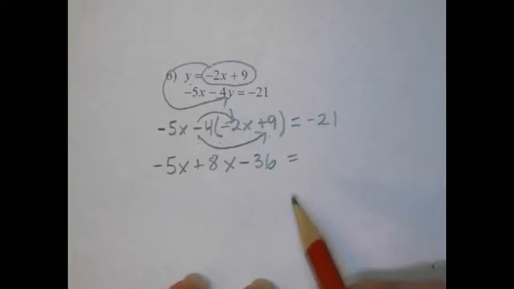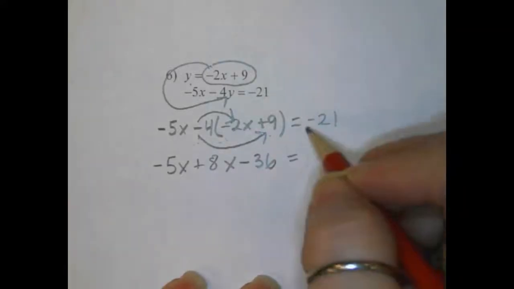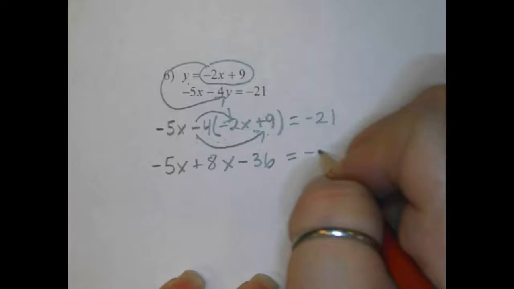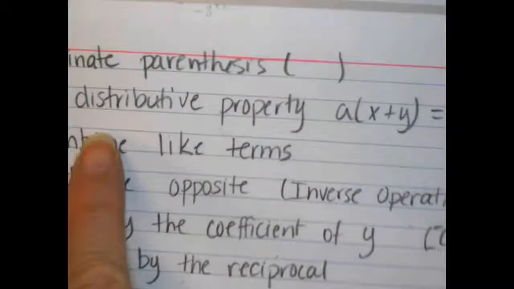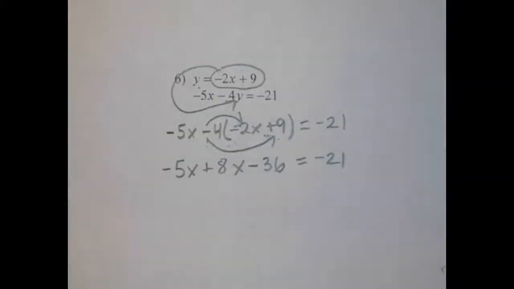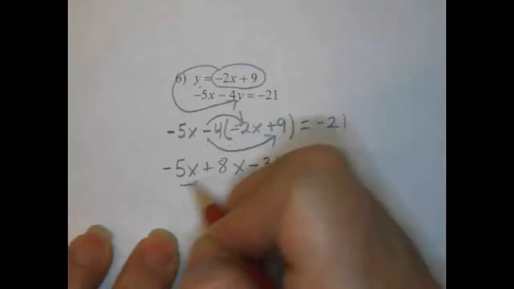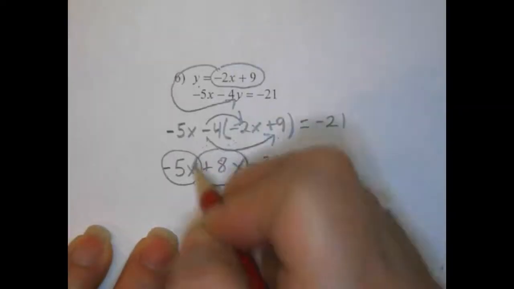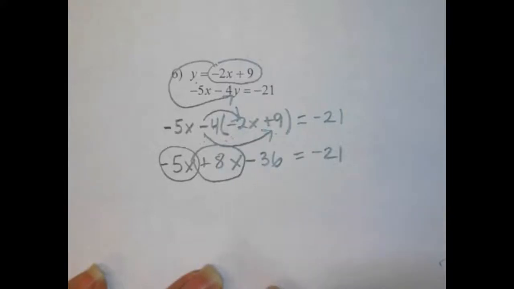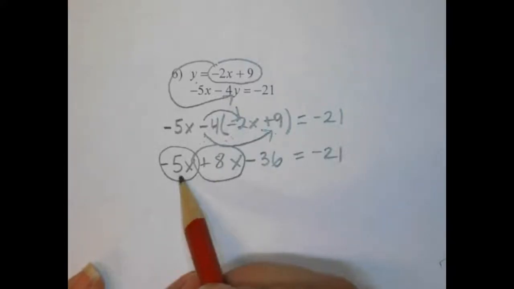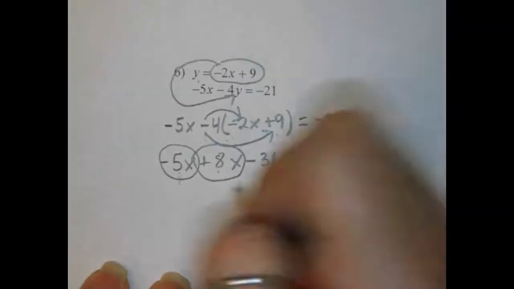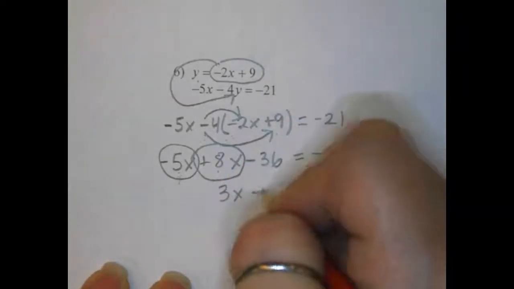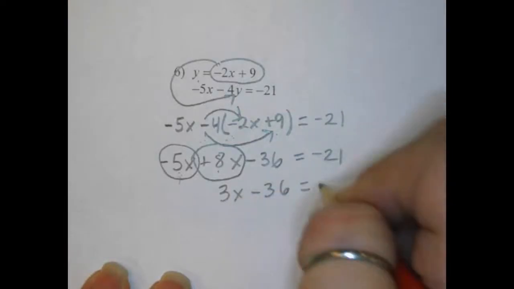All right. I need to bring the rest of this equation over then. Minus 21. All right, so let's go back to my list. I did my distributive property. Do I have any like terms to combine? Negative 5x and a positive 8x. So again, column method tells me that I'm going to subtract my smaller number. So what is 8 minus 5? 3. So this is going to be 3x, and then I'm going to bring down my 36 and equal to negative 21.